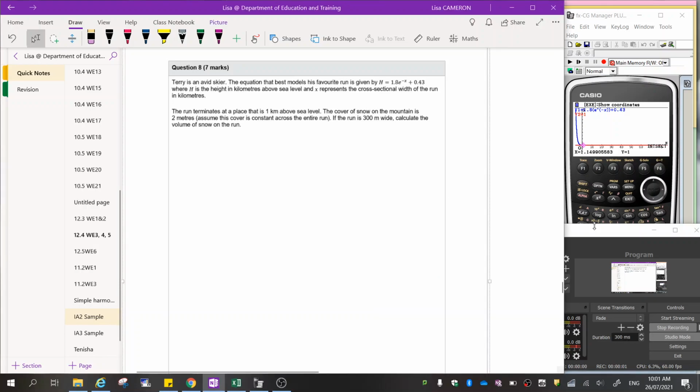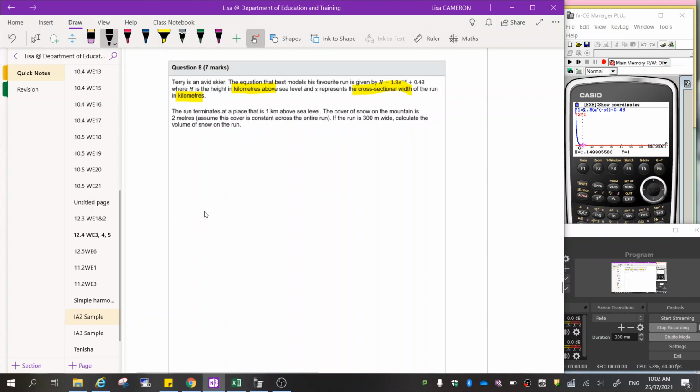Okay, so this question, not overly hard, just a bit wordy. Terry is an avid skier. The equation that best models his favourite run is given by h equals this, where h is the height in kilometres above sea level, and x represents the cross-sectional width of the run in kilometres. The run terminates at a place that is 1 kilometre above sea level.